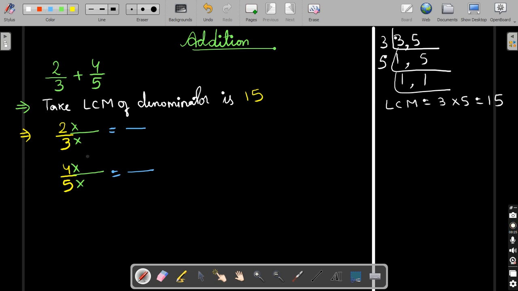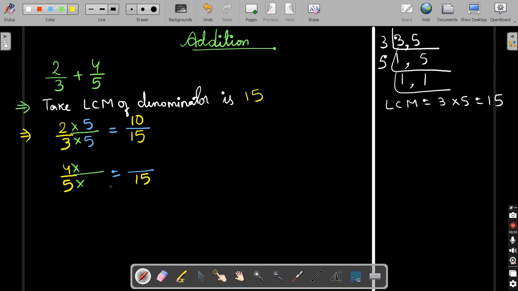Now dear student, what will I do? I will write 15 in the denominator here, and 15 in the denominator here also. After that I need to check how much I multiply 3 by to get 15. So 3 5s are 15. I will multiply the numerator by the same number. 2 5s are 10, so I get 10 in the numerator.